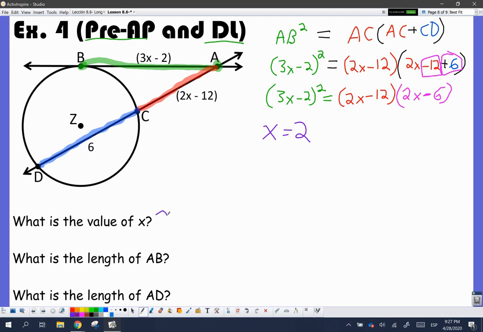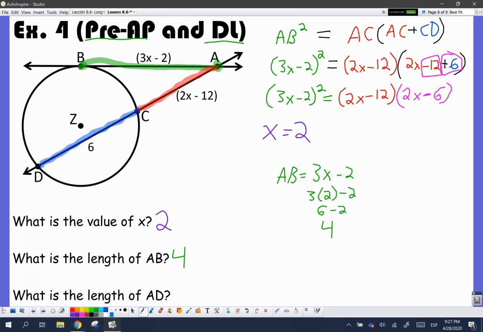So now that I know the value of x, I can find the length of AB and the length of AD. So why don't we start with the length of AB first, and that's going to be our tangent. So AB is equal to that 3x minus 2. And I don't need parentheses, so I'm just going to write it in here. 3x minus 2. Now I'm going to substitute the value of x. That gives me 6 here. 6 minus 2 is 4. So the length of AB is 4.